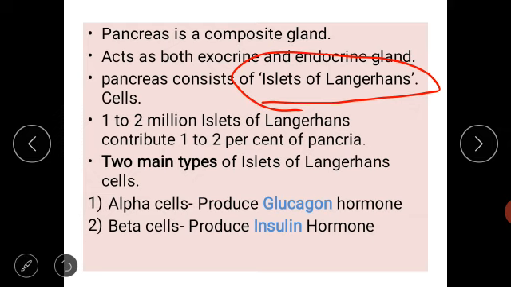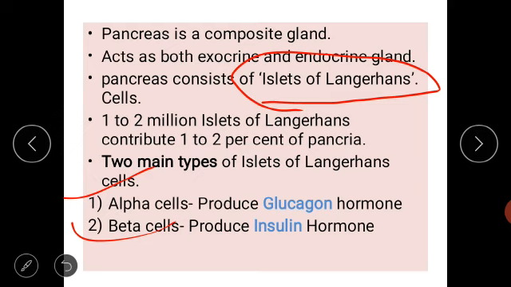It's a group of cells which produces the hormones. The islets of Langerhans have 3 different types of cells, and from those, the 2 types of cells we are interested in studying are the alpha cells and the beta cells. These are the 2 main types of cells in the islets of Langerhans.